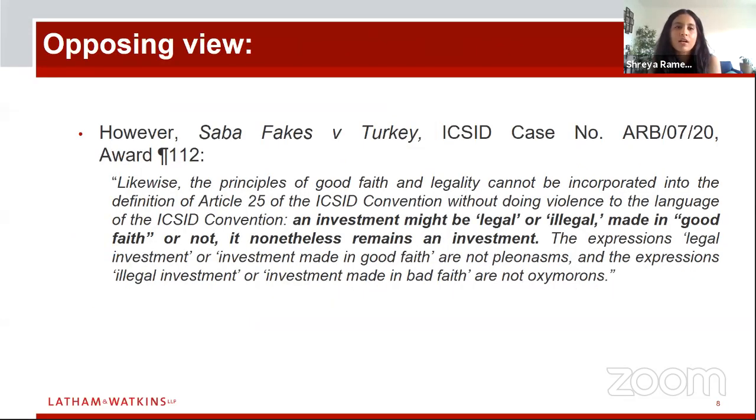But I think the stronger line of authority indicates that, and in particular for ICSID jurisdiction, in order to avail of the jurisdiction of an ICSID tribunal, all you have to do is meet the requirements of Article 25 of the ICSID Convention, and a tribunal cannot actually read in these additional criteria, such as compliance with host state laws, into the treaty itself, because that's going too far. This is an extract from Saluka versus Turkey that you can also look at if you would like to explore that argument a bit further.